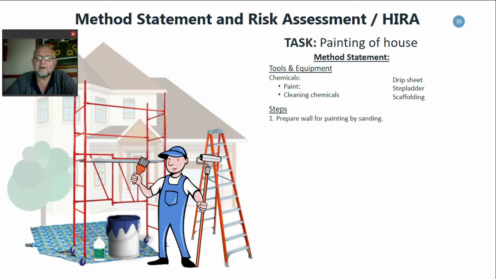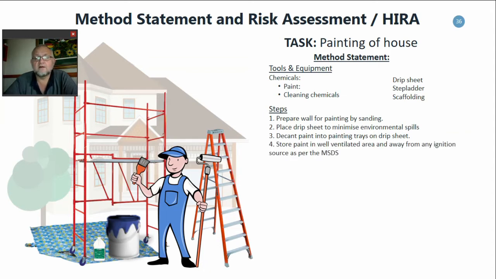Number one is you're going to need to prepare your walls for painting by sanding them. Two, you're going to place a drip sheet to minimize the environmental spills for wherever you make a small spill. Thirdly, you're going to decant your paint into painting trays on the drip sheet just to make sure you don't spill. Fourthly, you're going to store your paint in well-ventilated areas and away from any ignition source as per the MSDSs.